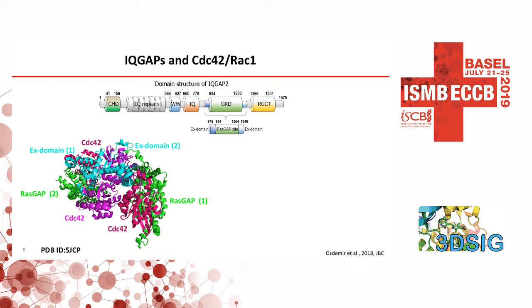So in the whole structure, there are totally 2 GRD, which is in dimerized form, and there are totally 4 CDC42. However, the exact binding mechanism of CDC42 to GRD is not known. So as I said, this interaction is important because they have a role in metastasis. So the exact binding mode and mechanism should be revealed. So one of the main questions that I tried to find an answer for in this project was the exact binding mechanism of CDC42 to GRD.